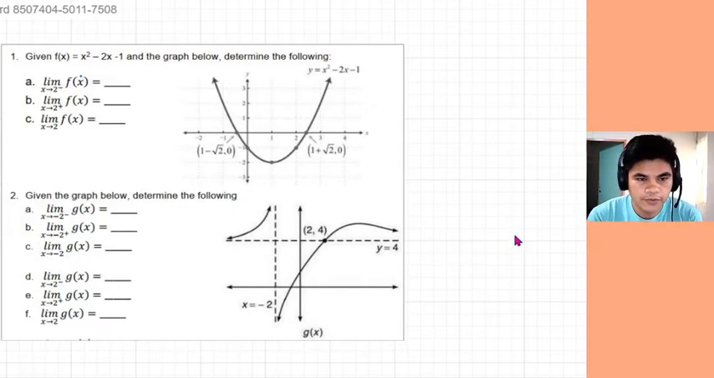Okay, so this video will teach you how to determine the limit through graph. As you can see here in the example, given the function f(x) = x squared minus 2x minus 1. And this is the graph of the function.